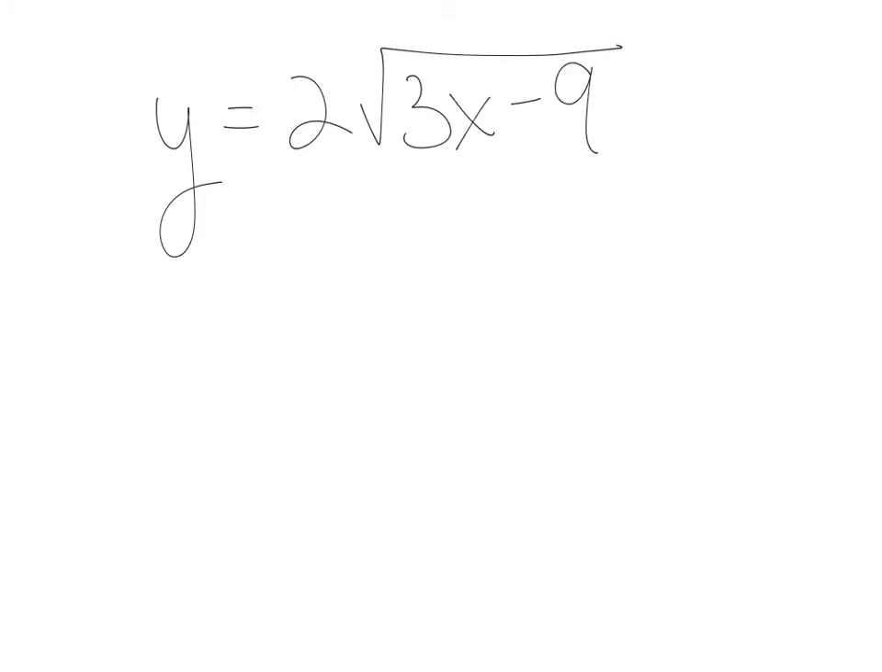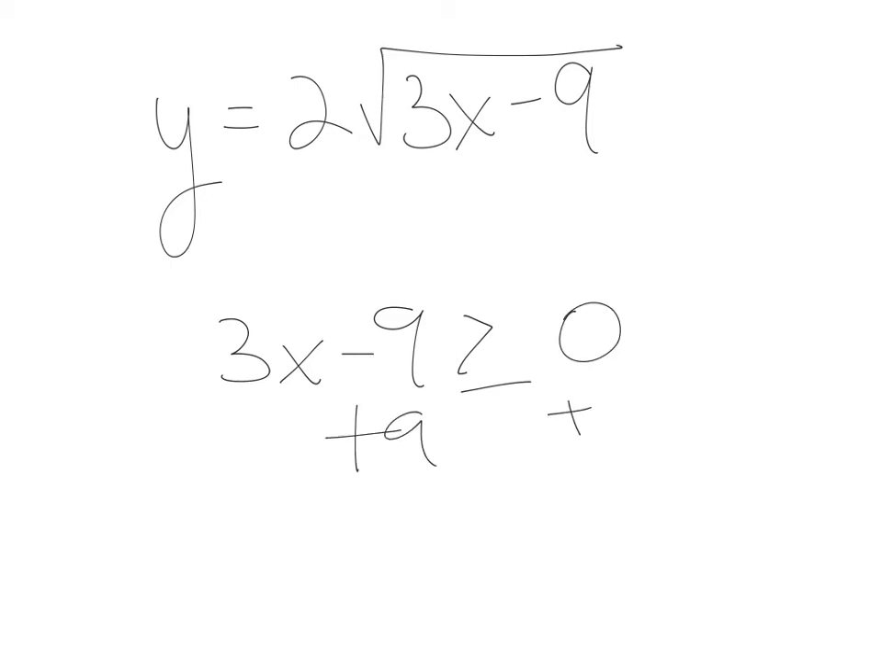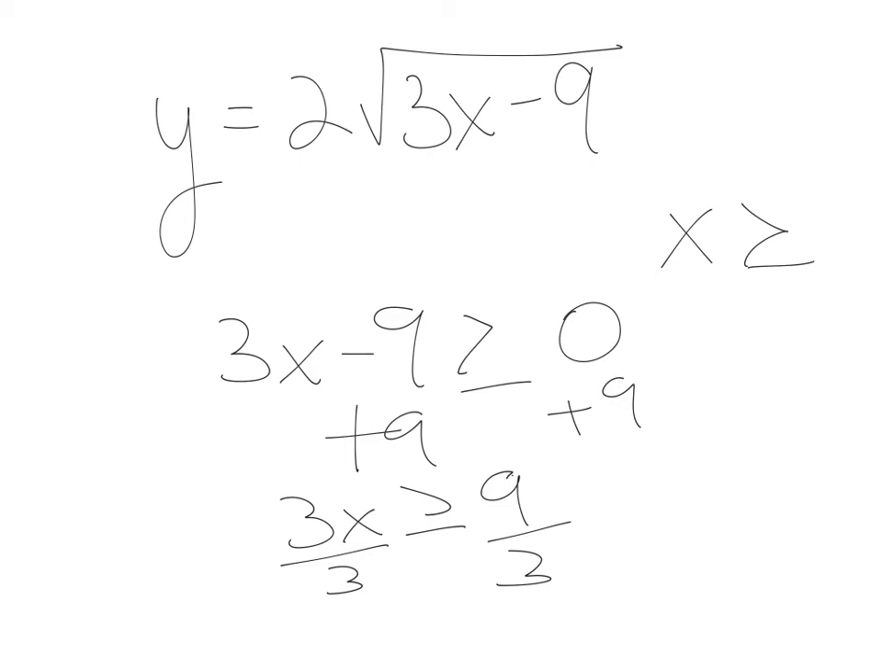For instance, let's look at this function. I'm not sure what kind of domain this function is going to have, but I know I can't have anything less than 0 underneath my radical sign. So what I can do is take my radicand, what happens underneath the radical sign, and say I want that to be greater than or equal to 0. Add 9 to both sides. Divide by 3. x is greater than or equal to 3.